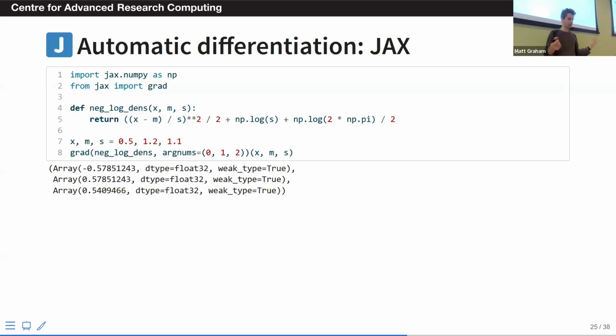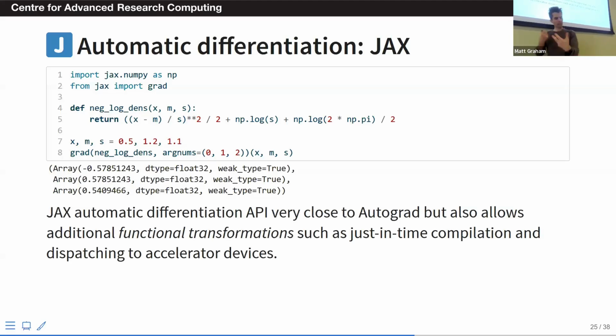You can choose to explicitly flag it to switch to double precision, but this is one of these sharp edges that sometimes catches people out, that they would just assume that it's following NumPy-like type semantics, but actually you need to do a little bit of tweaking to get to that. But the main advantages of JAX over AutoGrad are that it allows you to do not just autodiff, but these additional transformations like just-in-time compilation and dispatching to accelerator devices.